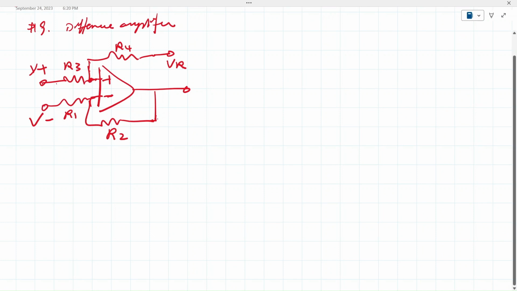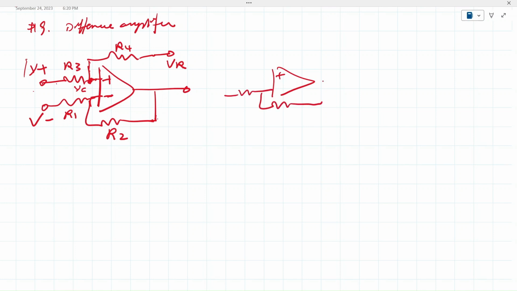Now, the quicker way I used to do is forget this part. Forget R3, R4, all this here. Just assume this node has a voltage we call VC, for center voltage. You can call it any parameter, but I call that VC. Okay, this is equivalent to a circuit like this, with V out and VC, and V minus, R1, R2. That's the inverting input here.